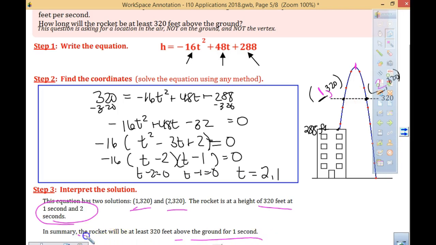The rocket will be at least 320 or above for 1 second. Okay? We're looking at how much time it stays above that level. Okay?